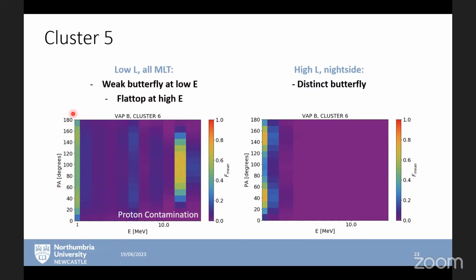is still a very faint, weak butterfly at low energies, but a very predominant flat top at high energies. And this feature is not present in our high L night side distribution. This to me suggests that this is our signature of proton contamination. Our high L night side distribution has a very distinct butterfly. This now leads to the question of why weren't these observations classified with our other butterfly cluster?